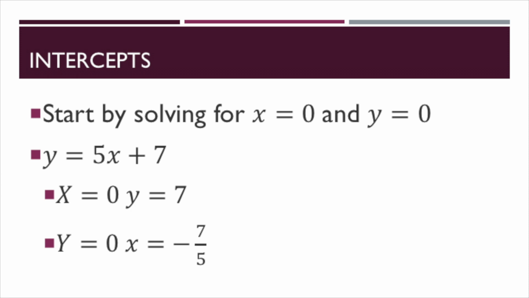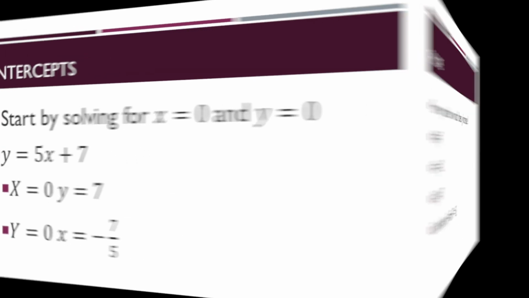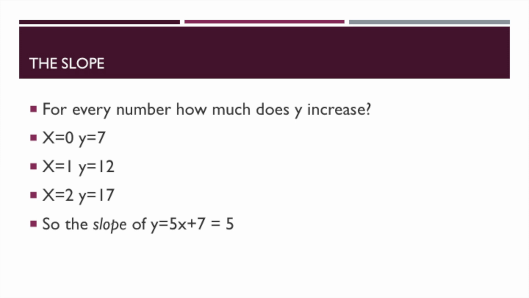So take that equation y equals 5x plus 7. Well, we know that when x is 0, y equals 7. So that we know when we're crossing the point where x is 0, we're going to set y to 7. Then we calculate for where y equals 0, and in this case it's a little complicated. It's about -7/5. So we've calculated the intercepts where x is 0 and y is 0.